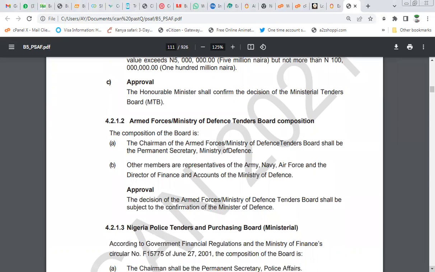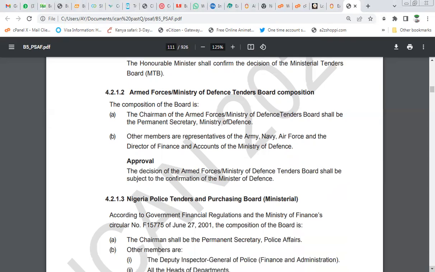Now, if you look at it, it says the chairman of the Armed Forces Ministry of Defense Tender Board shall be the permanent secretary, Minister of Defense, with all other representatives in the Army, Navy, Air Force, Director of Finance, Account of the Ministry of Defense. At the approval, the decision of the Armed Forces Ministry of Defense Tender Board shall be subject to the confirmation of the Minister of Defense. So these are also ministerial tender boards. The minister has the final say here.